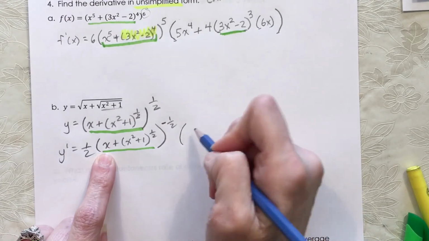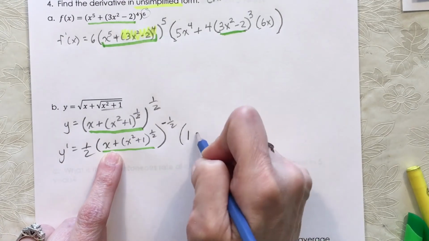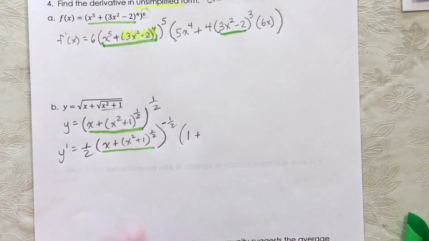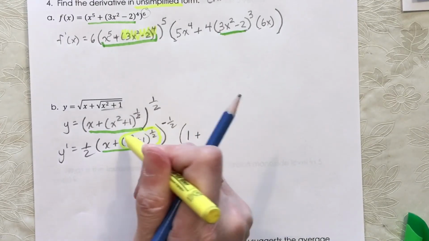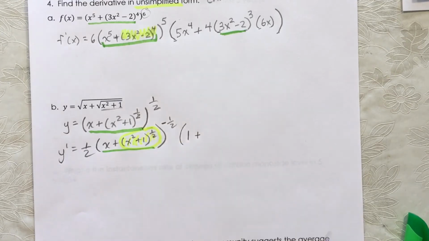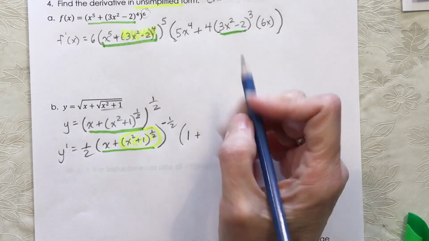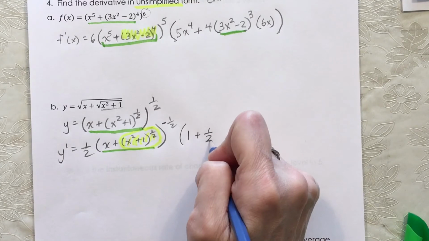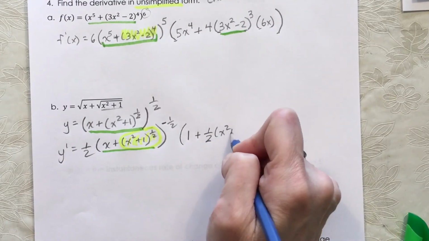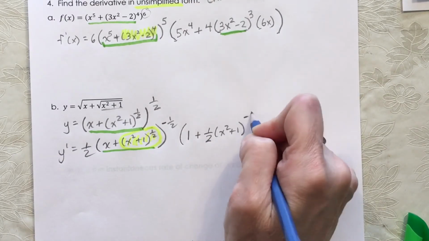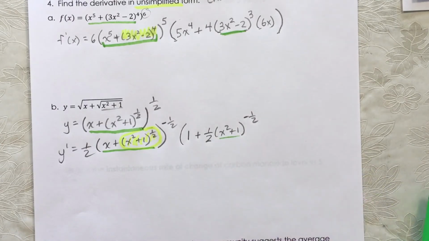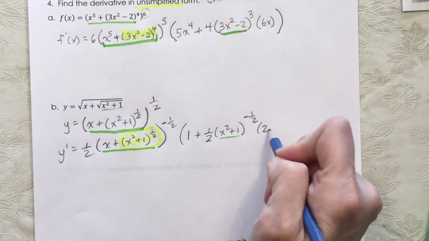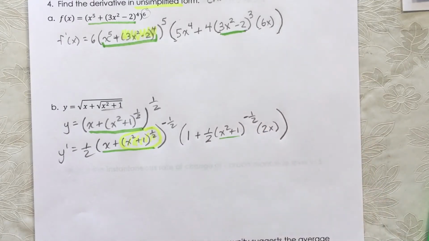So the derivative of x is 1 plus, now deriving this part here involves the chain rule again. So chain rule inside chain rule. So that's going to be plus a half x squared plus 1 to the negative half times, when I'm doing the chain rule, the derivative of what's inside, which is 2x, and that would be my unsimplified derivative.